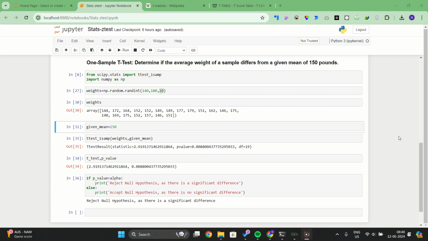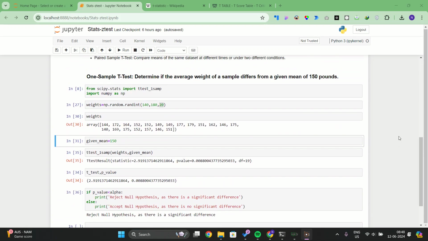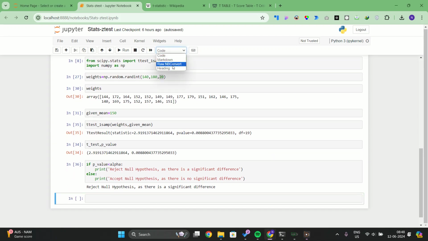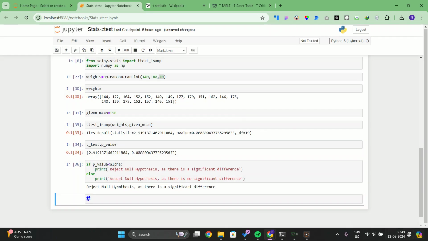Hello, we are talking about hypothesis testing, and previously we've seen z-test and t-test. In t-test, we have gone through the one sample t-test. Now let's get into the two sample t-test.